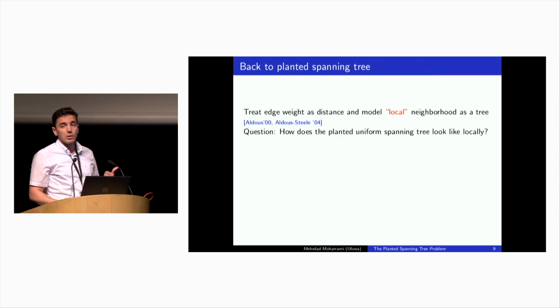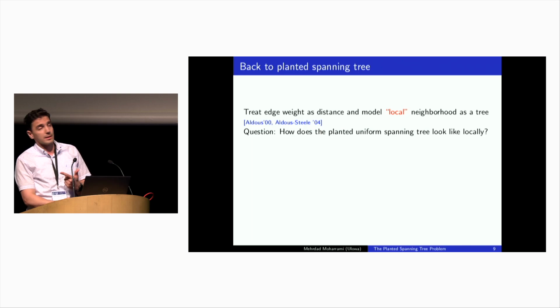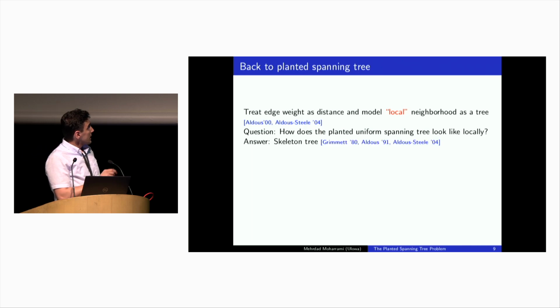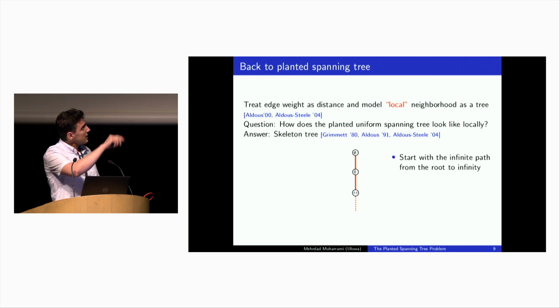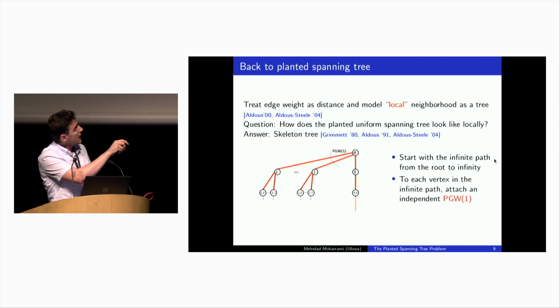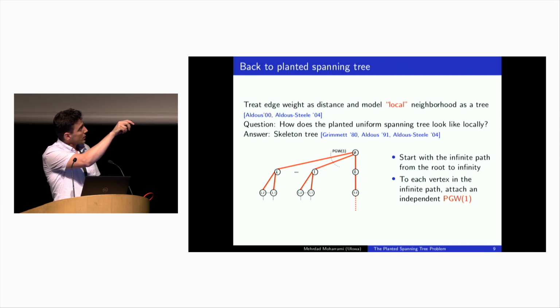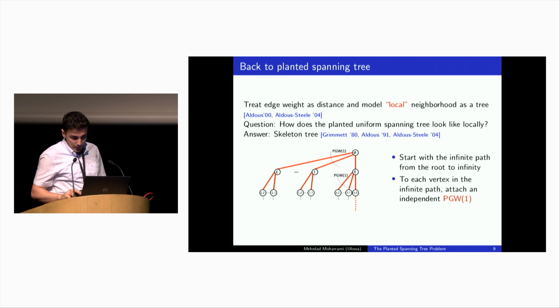Now, let's just focus on the local structure if you only have planted edges. That's going to converge to a skeleton tree. This is a result by Grimmett. Here's a combinatorial approach to calculate this quantity. What is a skeleton tree? You have an infinite path, and then you attach a Poisson-Galton-Watson tree with parameter 1 to each node of it. Notice that all of these are going to die out with probability 1. So you have one infinite path with a bunch of Poisson-Galton-Watson trees attached to it.